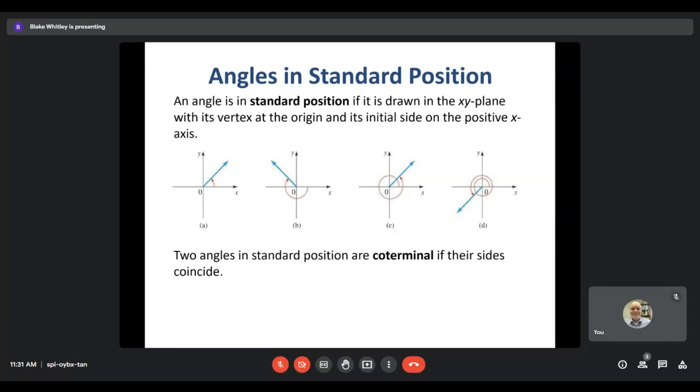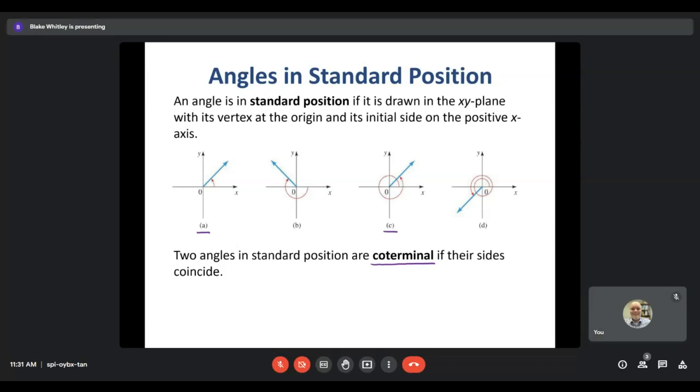Now, any two angles in standard position are what we call coterminal if their sides coincide. So if you look at these, A and C are what we call coterminal angles. And the reason for that is, even though angle C goes all the way around and then a little bit more, it still ends in exactly the same position as angle A. And so we call those two angles coterminal angles now.